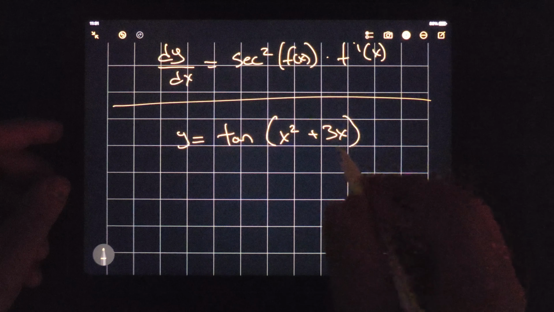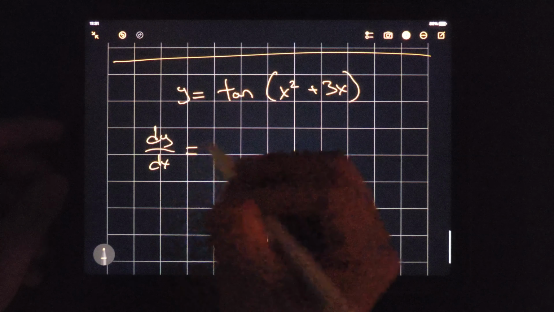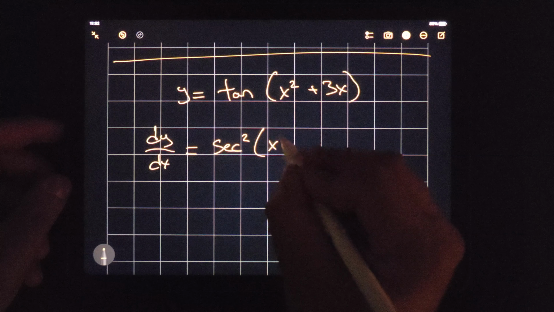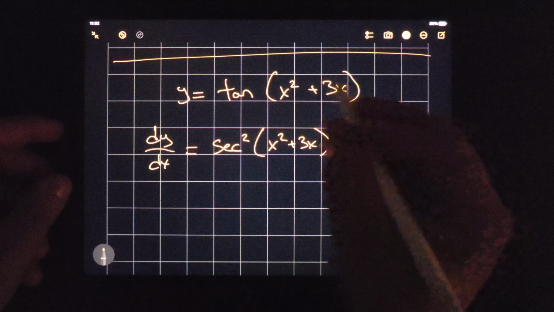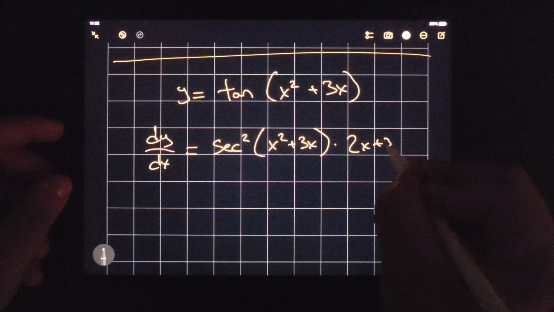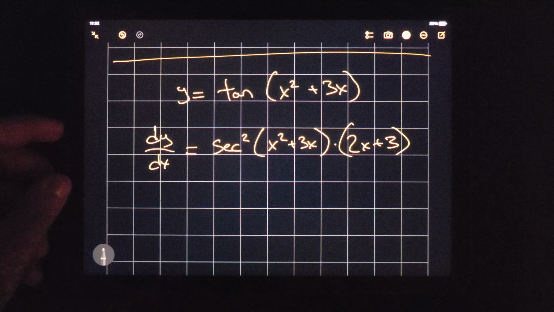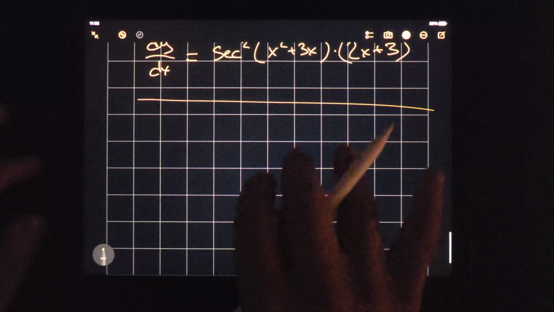plus 3x, then you know your dy over dx is going to be sec squared of x squared plus 3x times the derivative in there, 2x plus 3. Yep, that is correct. What else do we have? We can do another one.